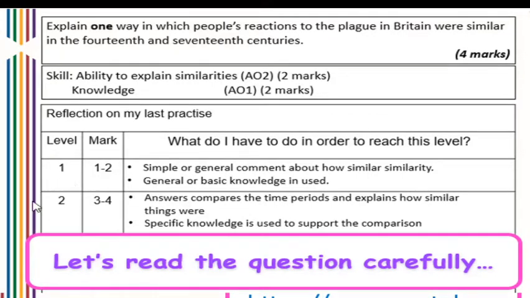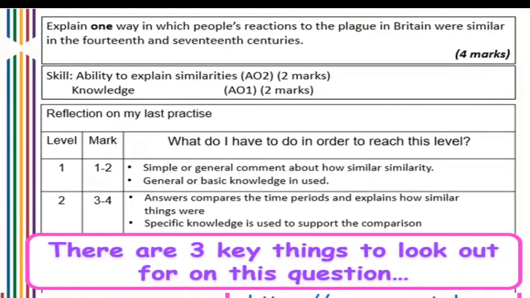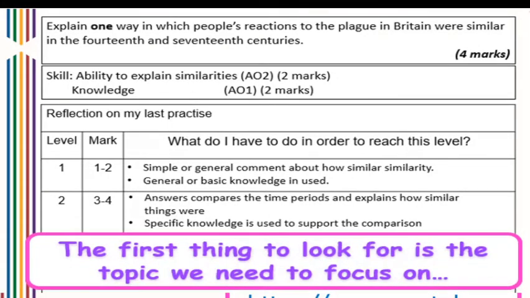Okay, so down here on the mark scheme, if we have a little look, for 3 to 4 marks, we need answers to compare the time periods and explain how similar things were, or it might be different if you get a difference. Specific knowledge is used to support the comparison. So before we have a go at actually answering this question, there are 3 key things that we need to look out for. So the first thing to look for is the topic that we actually need to focus on. Okay, so for this question, we are looking for people's reactions to the plague in Britain. Okay, so that is the topic that we get given.